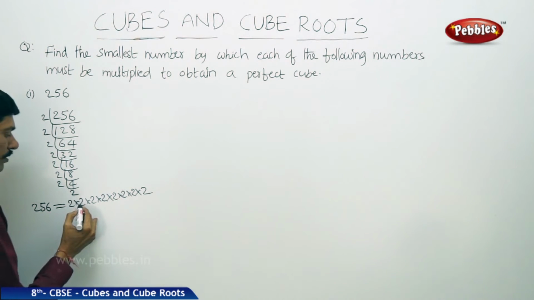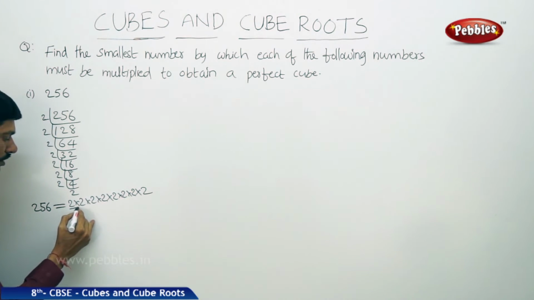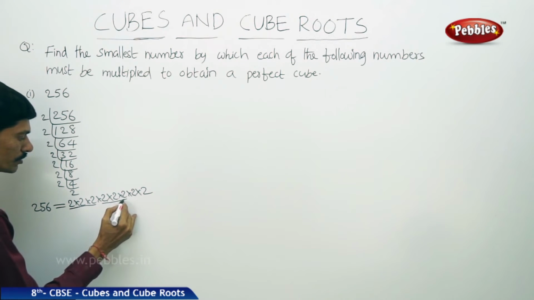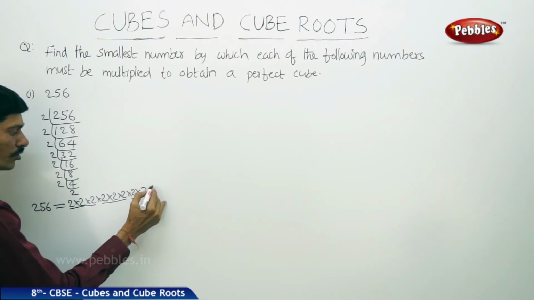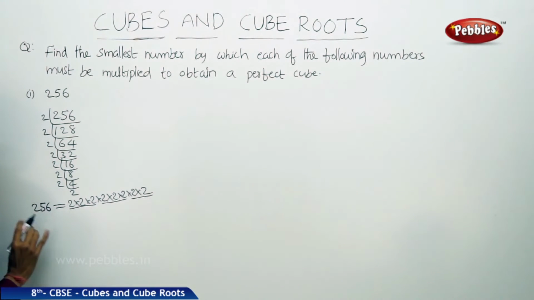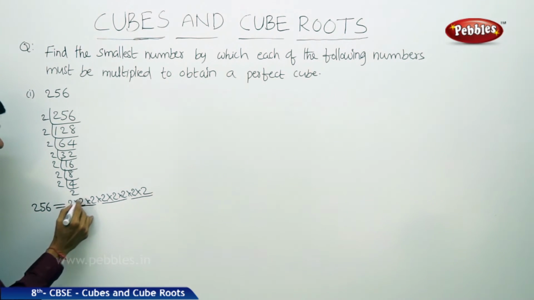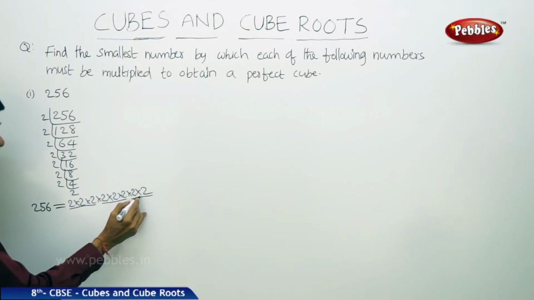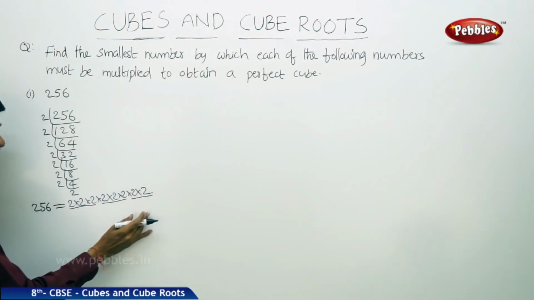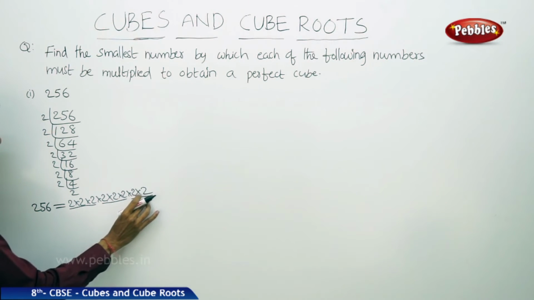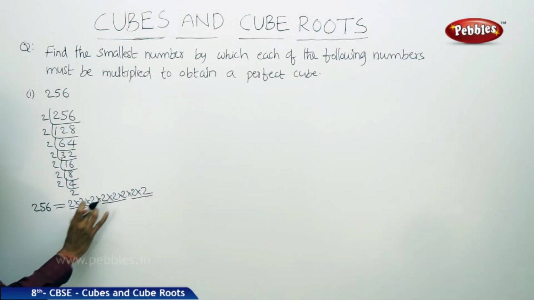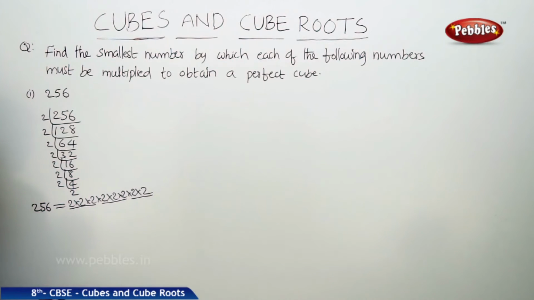So if you make groups of 3, then the first 3 are in a group and the next 3 are in a group, but in the last group only 2 2's are there. So we need 1 more 2 to make it a perfect cube. In the first group there are 3 2's, and in the second group there are 3 2's, but in the third group there are only 2 2's. So we need 1 more 2 to make it a group of 3. Then the given number 256 must be multiplied by 2 to make it a perfect cube.